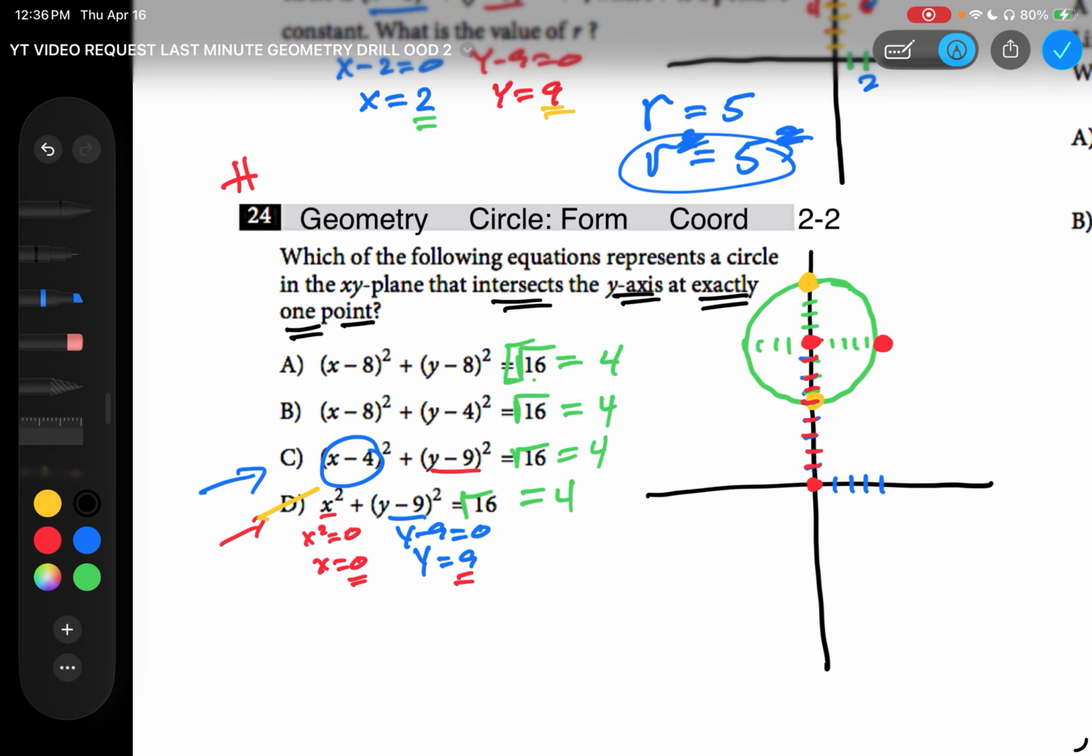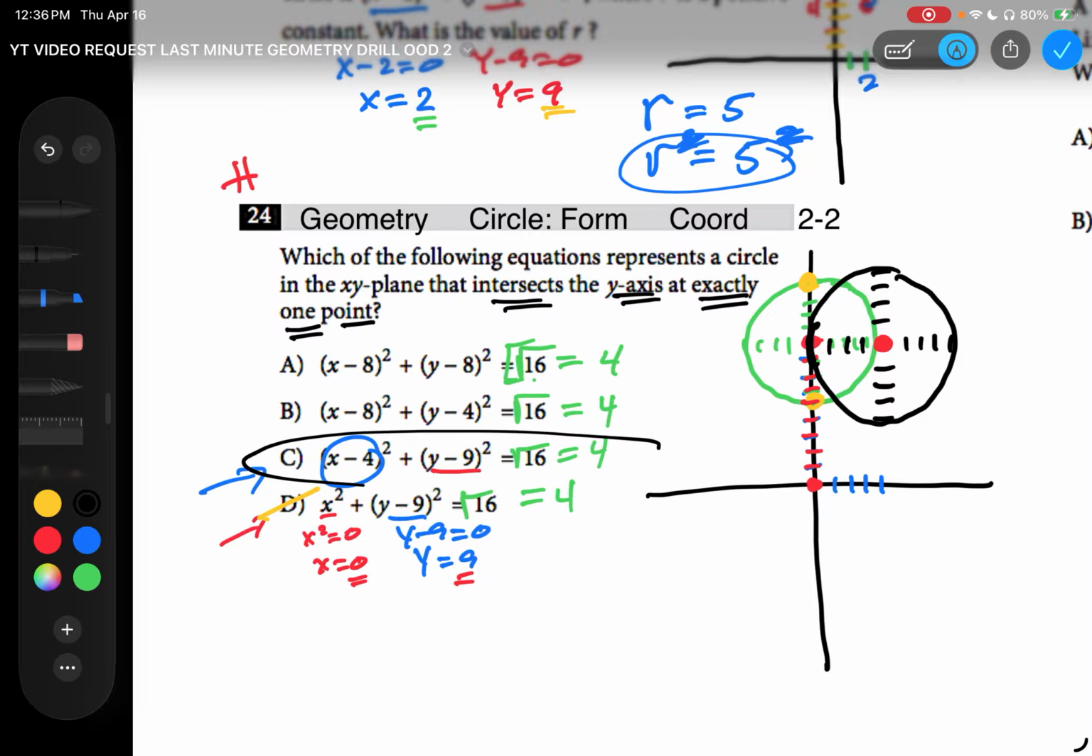Now we've got a radius of 4. 1, 2, 3, 4. That means it's touching the y-axis. Go out here. 1, 2, 3, 4. Go south. 1, 2, 3, 4. Go north. 1, 2, 3, 4. And there is your circle. Now, is it kissing the y-axis at exactly 1 point? Yes, sir, indeed. So C is your best answer. Was it really that hard?